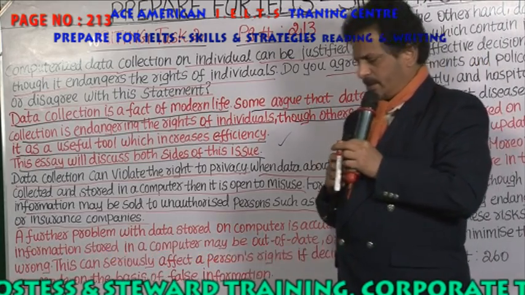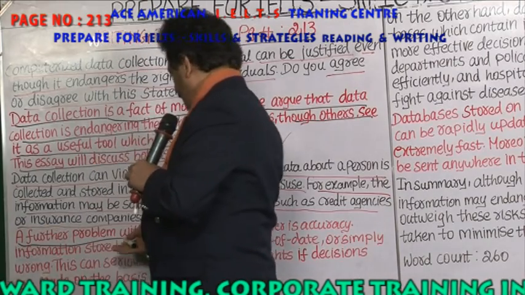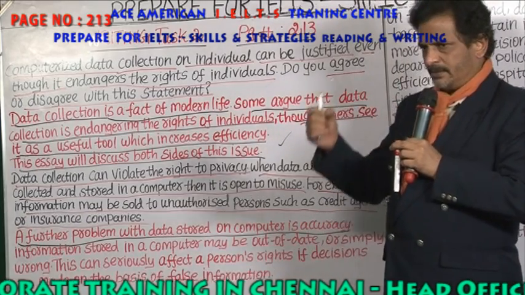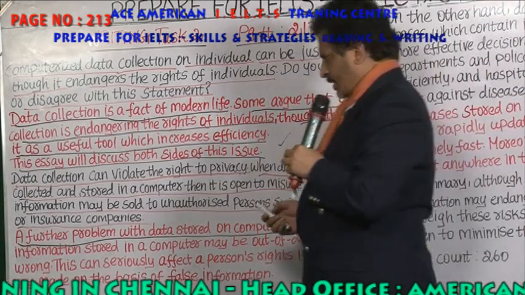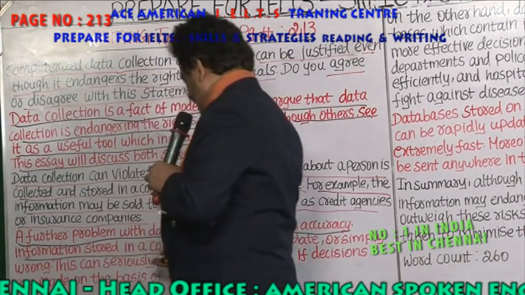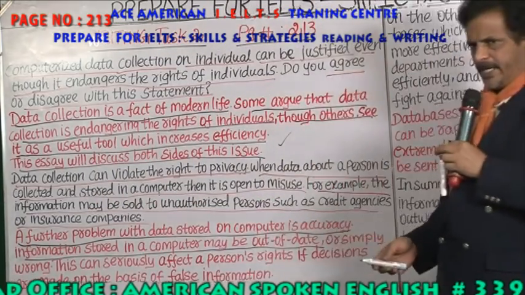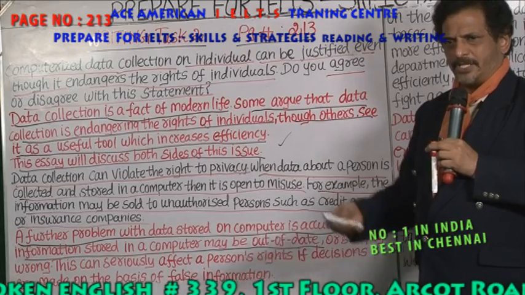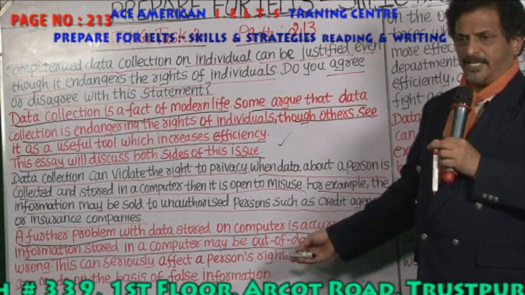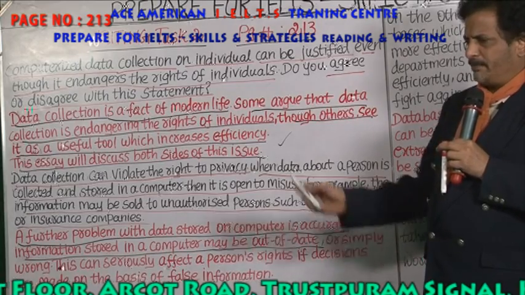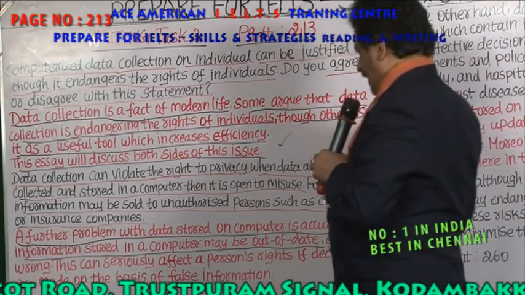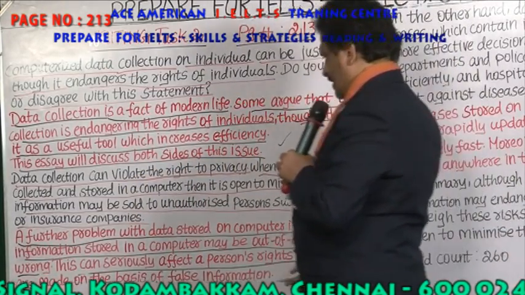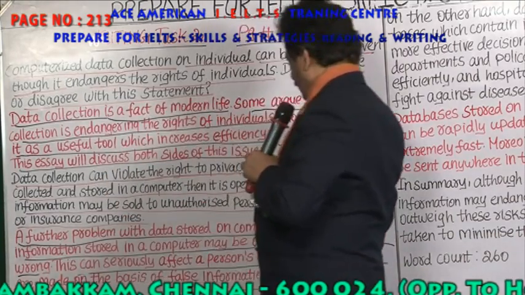So next he comes to say, a further problem with data stored on computer is accuracy. Accuracy means what? The creditworthiness of the information. Information stored in a computer may be out of date. Out of date means what? Maybe the information is old. Now a lot of changes might have happened. It might have been recorded 5 years back, 10 years back. Now the person is completely different. So simply wrong. This can seriously affect a person's rights if decisions are made on the basis of false information.